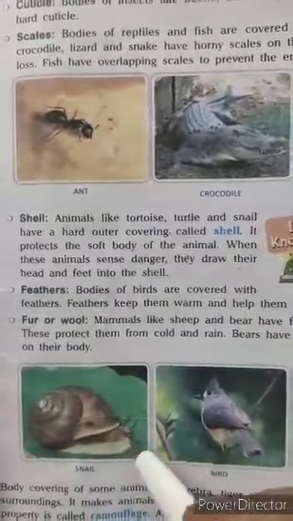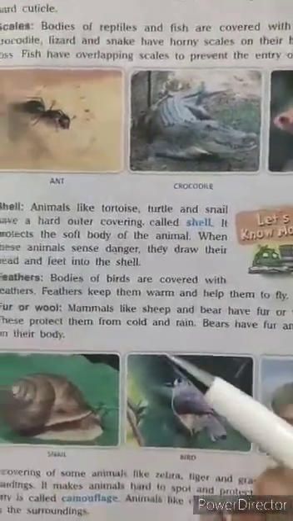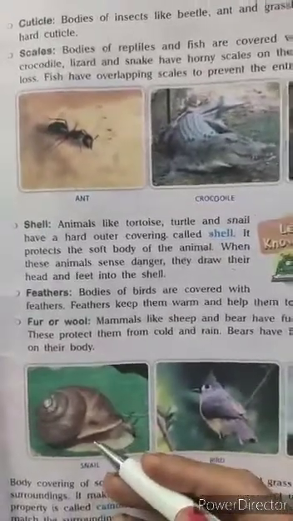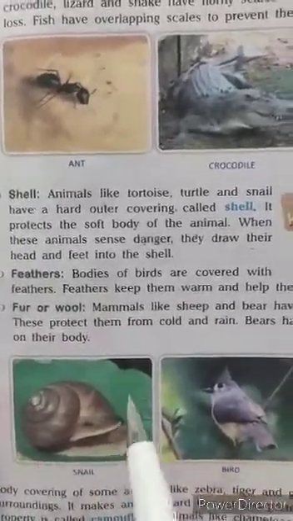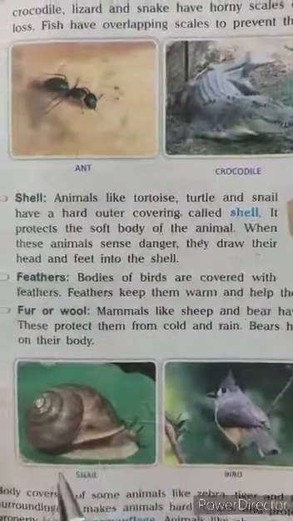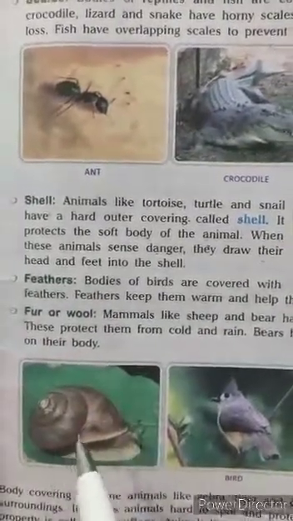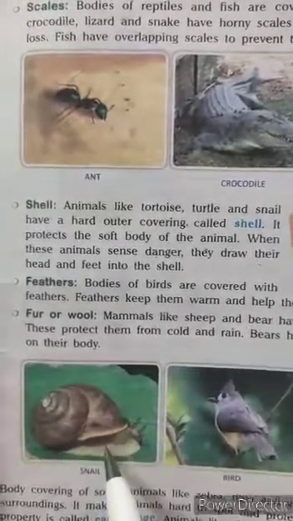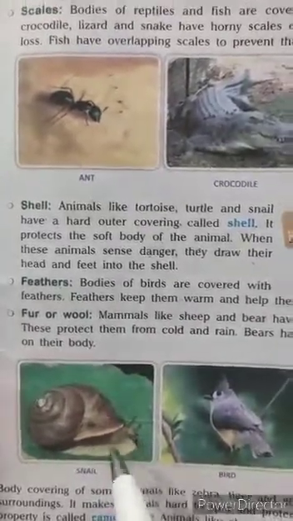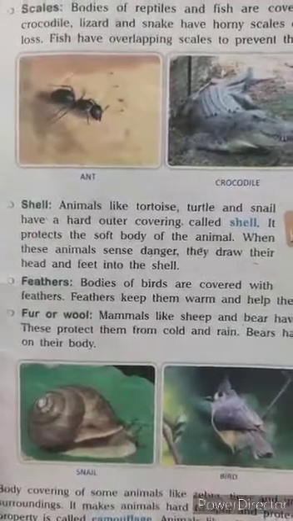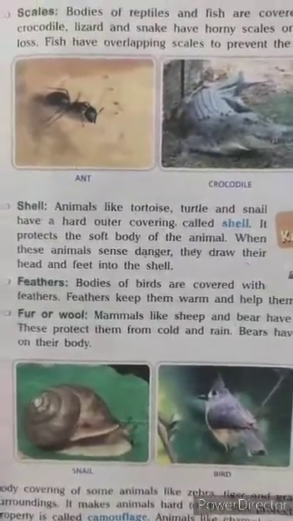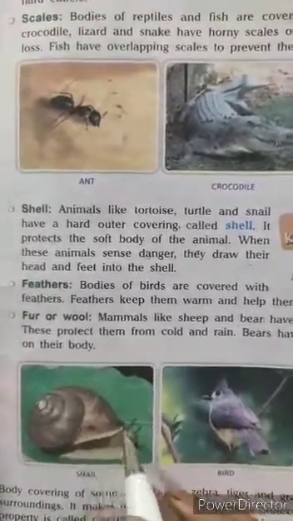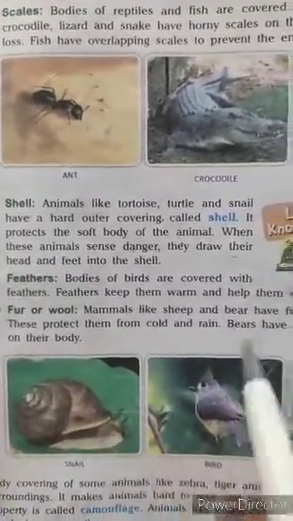The body of the snail, the tortoise, or the turtle is very soft, but they are covered with a hard shell, and this shell helps the animals to protect their organs and protect themselves from the outside environment. Against any type of danger, these shells protect these animals.